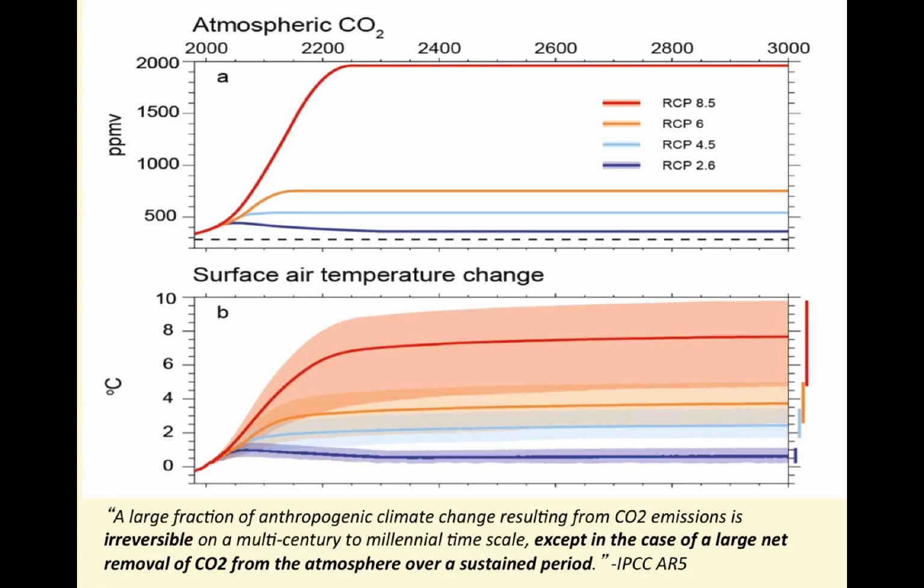Another graph from the IPCC report here showing atmospheric CO2 concentration till the year 3000 and surface air temperature change till the year 3000 as well. I'll quote them: "A large fraction of anthropogenic climate change resulting from CO2 emissions is irreversible on a multi-century to millennial timescale, except in the case of a large net removal of CO2 from the atmosphere over a sustained period." So what they're saying is, whatever concentration you get up to, you're somewhat locked to that concentration for a long period of time, thousands of years here. And as such, the correlating air temperature change is also locked in for the most part.